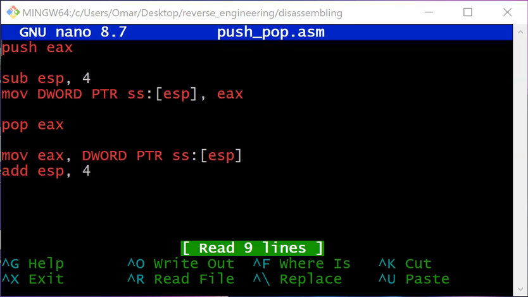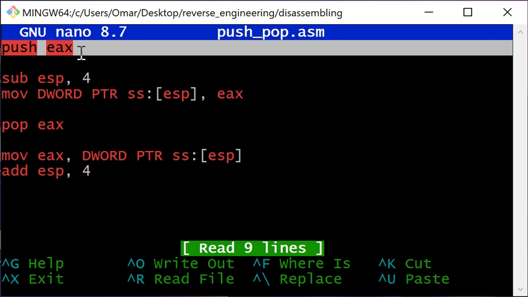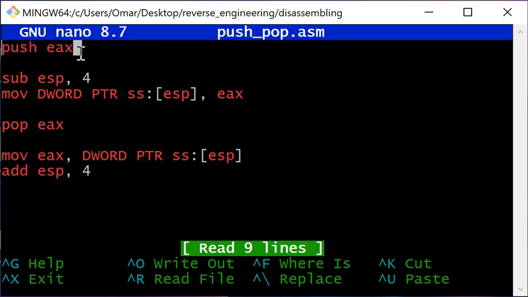Okay, welcome back. In this part, we are going to take a look at the push and the pop instructions in assembly. Here we have some instructions. We're doing something in an assembly program, using assembly instructions.